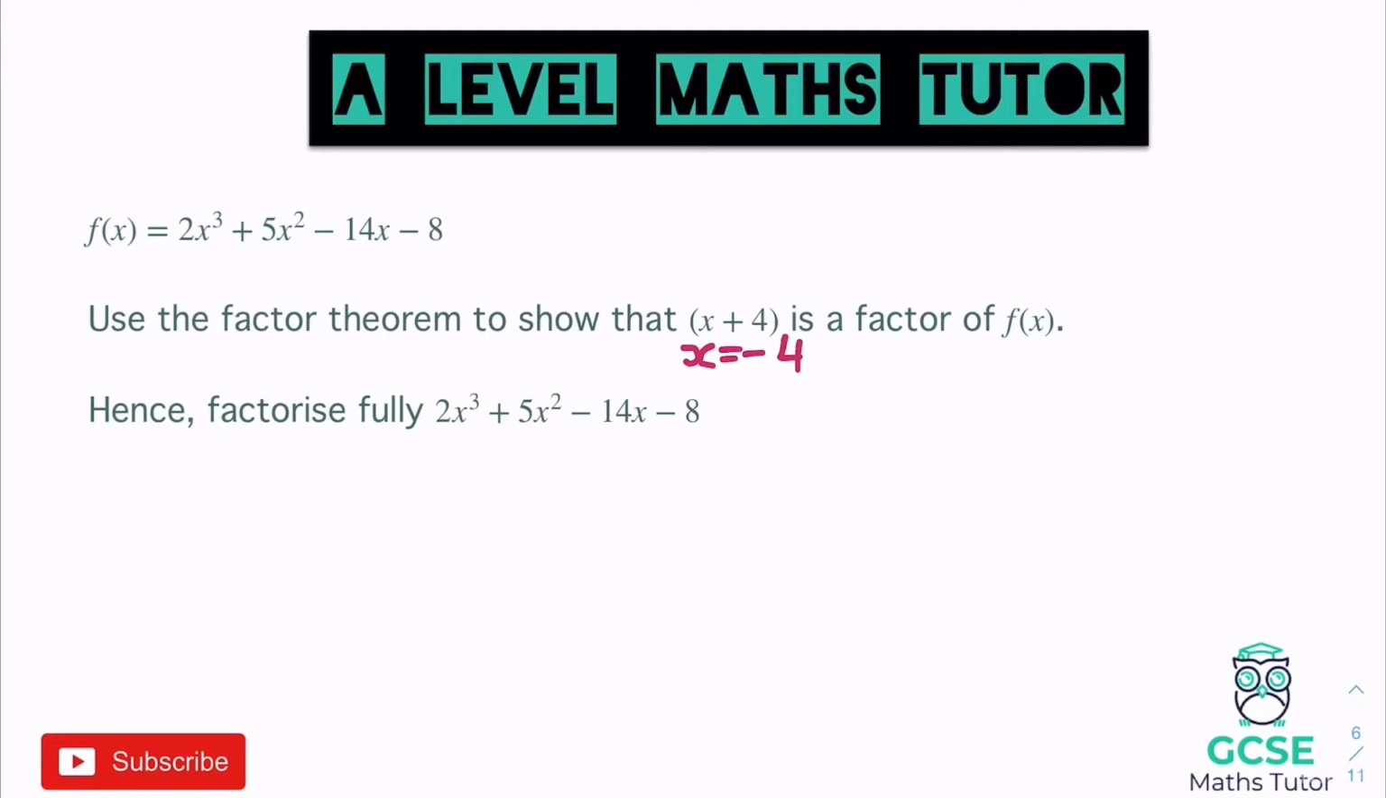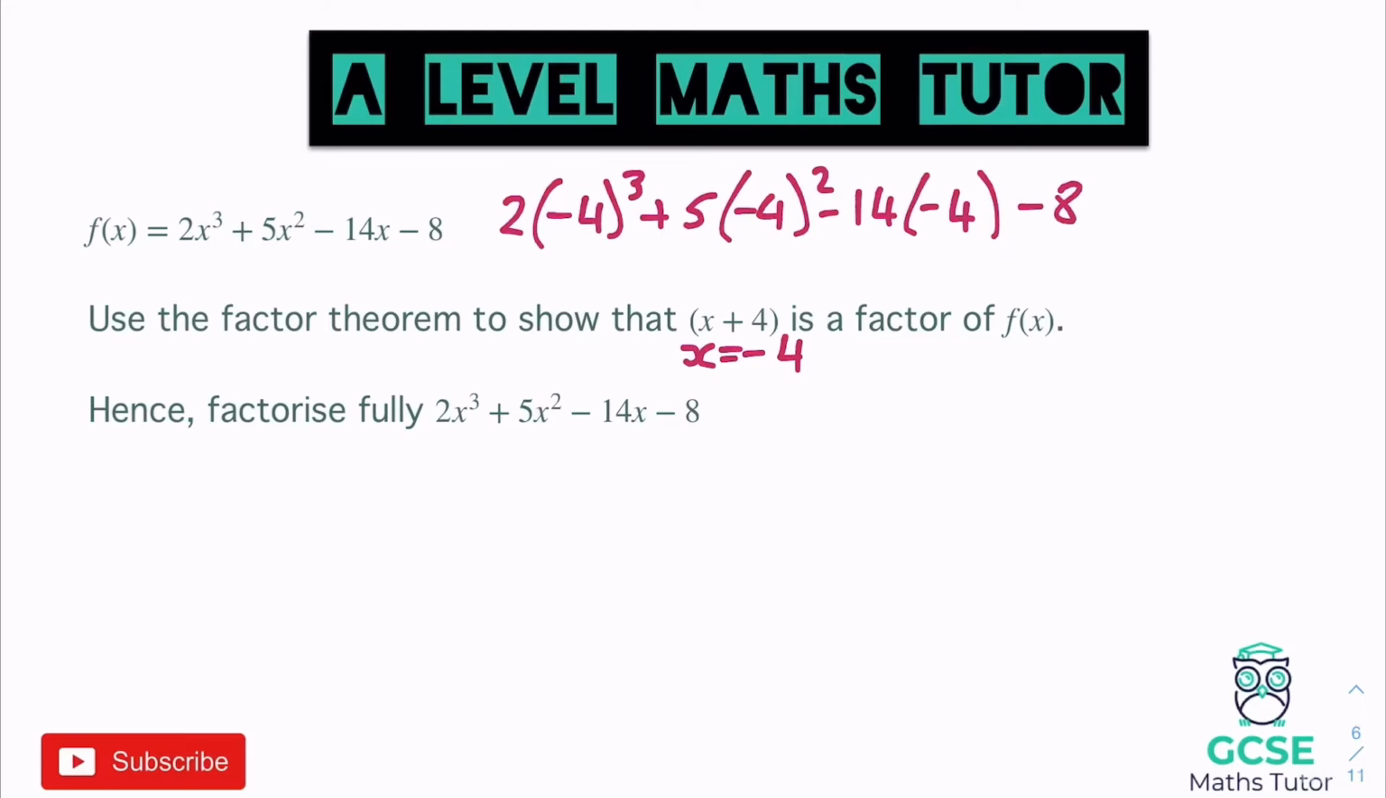So if I sub that in, we've got 2 lots of, and then in the brackets, minus 4 cubed, plus 5 lots of minus 4 squared, take away 14 lots of minus 4, and then minus 8. And again, we could obviously show all the steps for that one, but I'm just going to put it straight into the calculator. Let's have a look. So minus 4 cubed plus 5 brackets minus 4 squared, take away 14 brackets minus 4, and then take away 8. There we go, and we get the answer 0. So 0, and that shows that it's a factor.